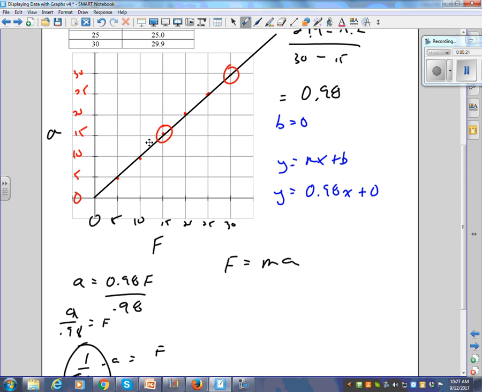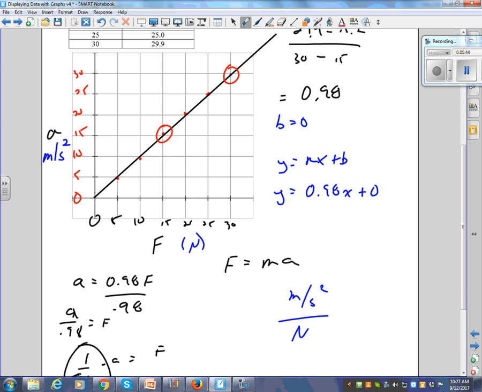It's a little tricky. I know, that's why you're all staring at me like, I don't know. Remember, the other trick was we could look at the units, right? What's the unit for acceleration? Meters per second squared. And the unit for force is? Newtons. Okay, so our unit for the slope is going to be meters per second squared per Newton.